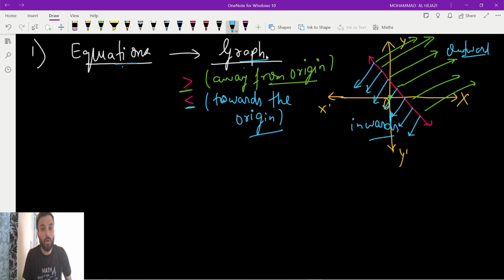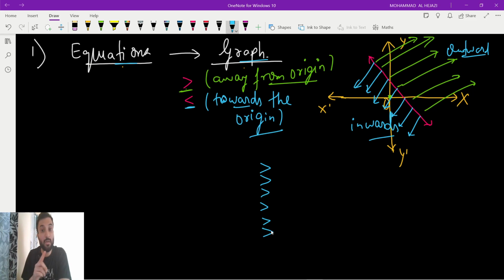Okay, so we will only work on the symbol, we'll only work on the trick. So if greater than symbol is there, it means away from origin or outward. Lesser than means towards the origin or inwards. Now here, guys, how many types they can ask, I will tell you. Suppose you see all the symbols are greater than.